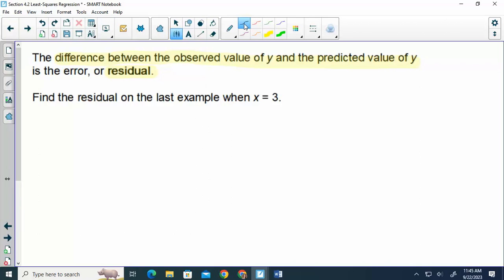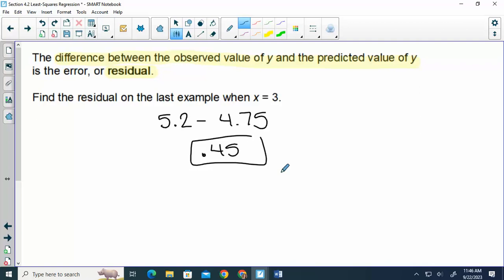This is on your formula sheet, chapter 4, first bullet in the second column. Residual is observed y minus predicted y. Observed was what actually happened. So when x was 3, the actual value from the table was 5.2. Minus the predicted, what we would think when we plugged it in the calculator. So 5.2 minus 4.75 gives us a residual of 0.45. That's also called the error. So that's how far off we were from our approximation.